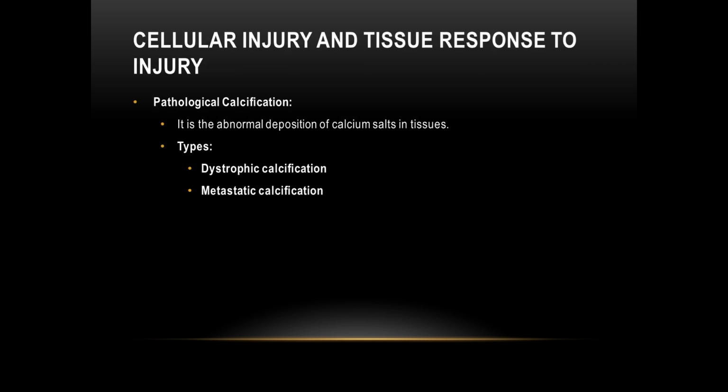Pathological calcifications. Pathological calcifications refer to the abnormal deposition of calcium salts in tissues. There are two main types. Dystrophic calcification occurs in dying tissues. Metastatic calcification occurs in normal tissues due to hypercalcemia. These calcifications can cause dysfunction in affected tissues.